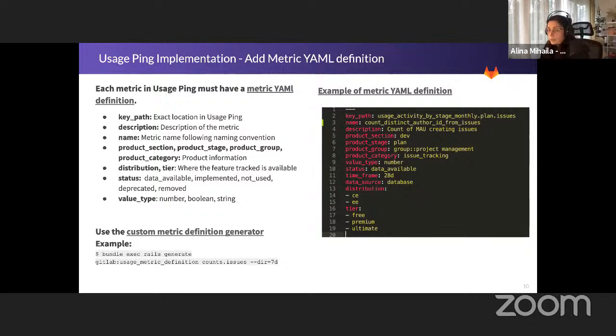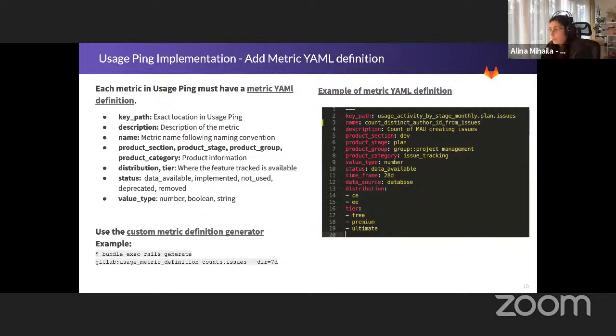For this, we also have a tool which will help developers generate the files in the correct location and with a set of pre-filled data. We have these files as documentation that will serve as a single source of truth for all the metrics in usage ping. It's important to know that each metric in usage ping will have a corresponding YAML file. On the right side we see an example of a YAML file for one of the metrics we have in usage ping, with the filled attributes.